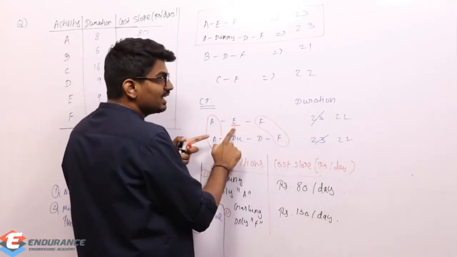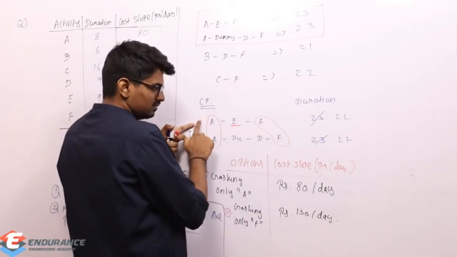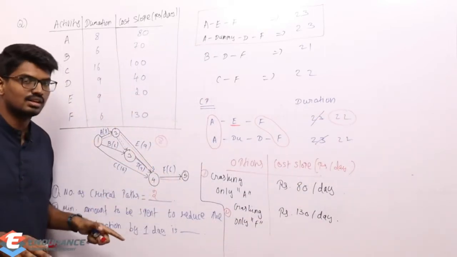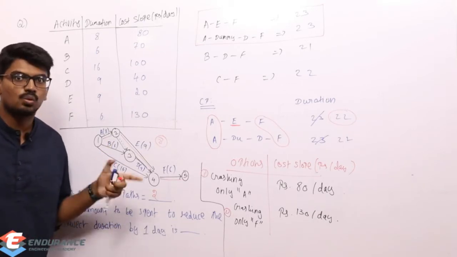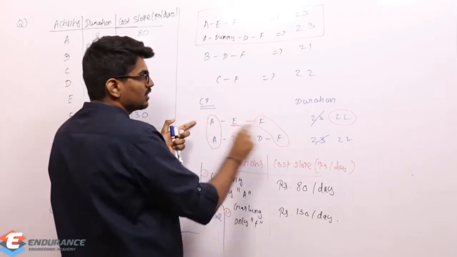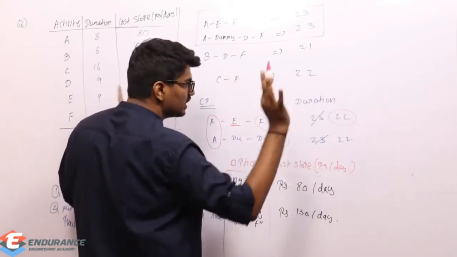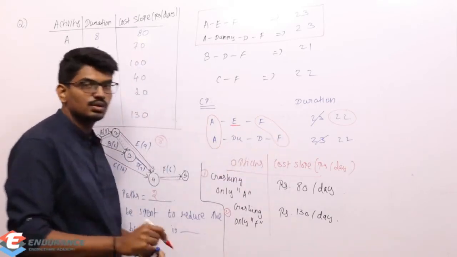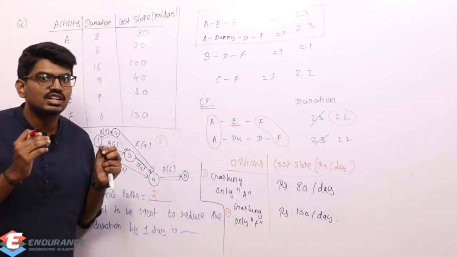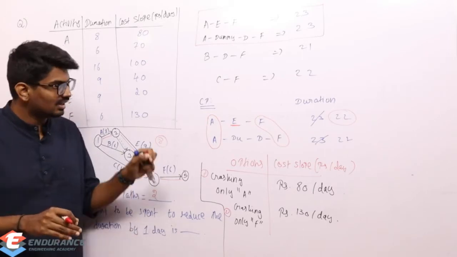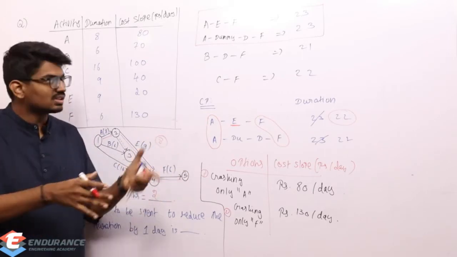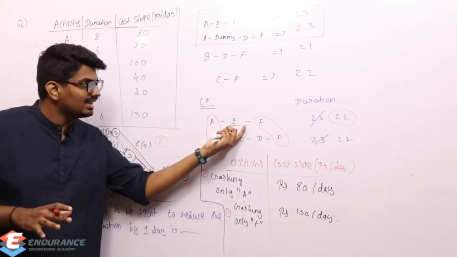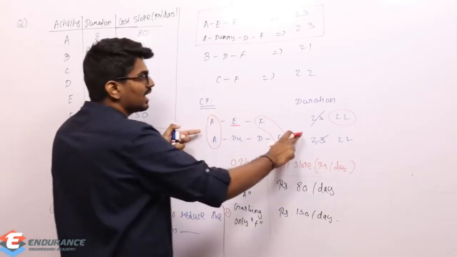Now, by crashing only E, this path duration is decreased to 22, not an issue. But still, project completion time is 23 days. Why? Once this path duration is reduced to 22, this won't be my critical path, because the other path still has duration 23. So if I want my project duration to be reduced, I need to crash both by 1 day.